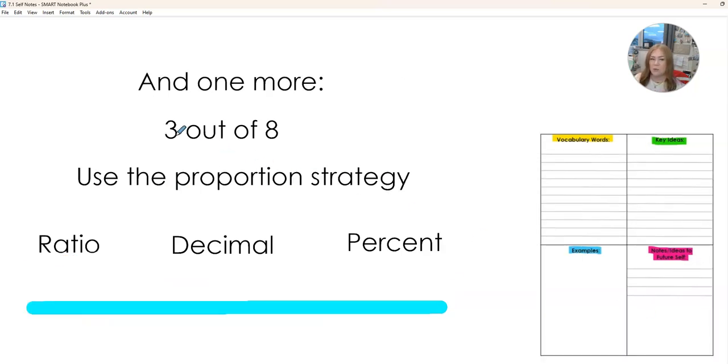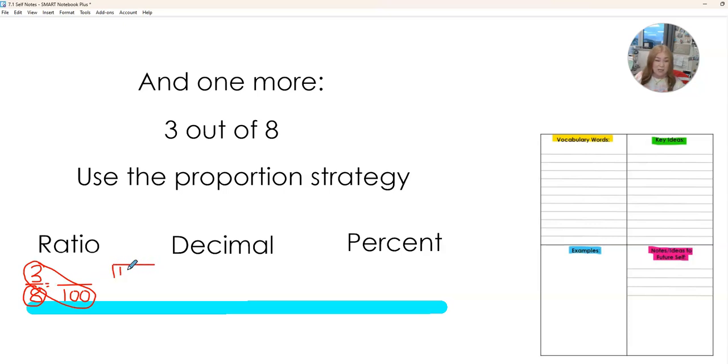So let's try one more. We're going to do 3 out of 8. Now, when I count by 8s, we can't get to 100 perfectly. So we're going to use that same proportion strategy we've learned about before. We're going to set up our ratio, and we've got 3 out of 8. This blue line should be what you're writing, but here is the example. And remember, if you need more room, use your future self box. We're going to set it up out of 100, but I don't know how to perfectly get from 8 to 100. So instead, we're going to look across and multiply 3 times 100, and then we'll divide by 8.